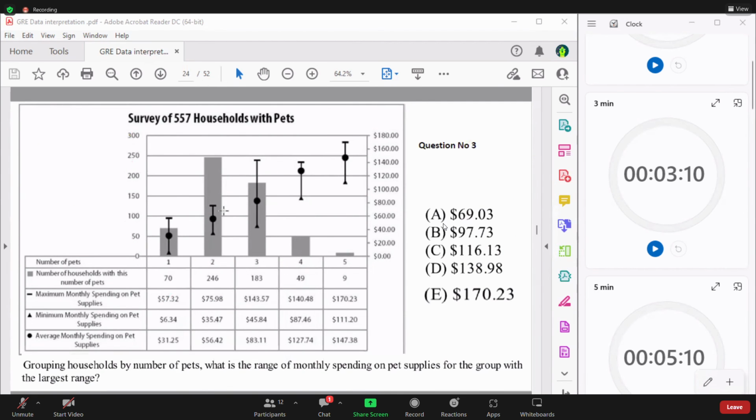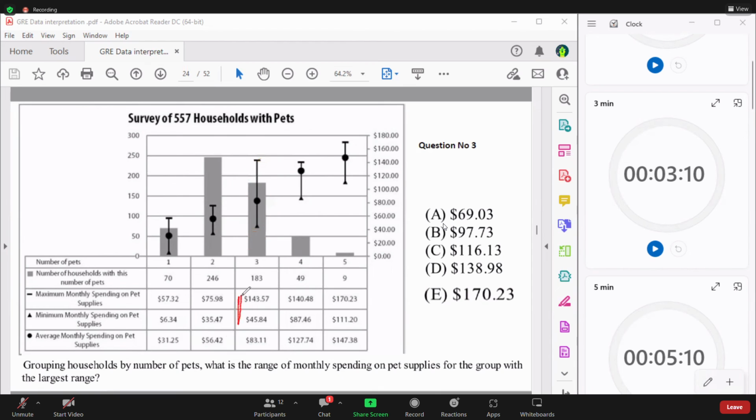Next, we have grouping households by the number of pets. What is the range of monthly spending on pet supplies for the group with the largest range? I think it's B, 97. How? First we'll identify the longest line here, which is the third case. We have to subtract the smaller value from the larger value, which is 143 minus 45. Somewhere around $98. So this is the answer.